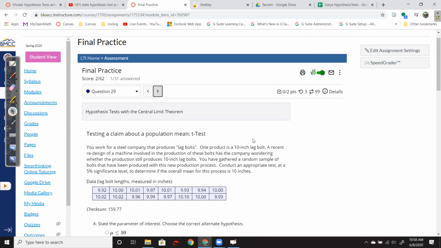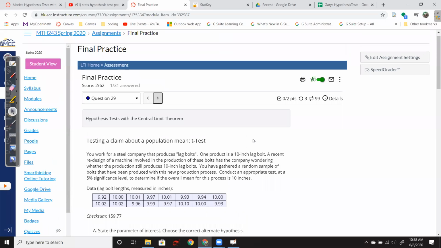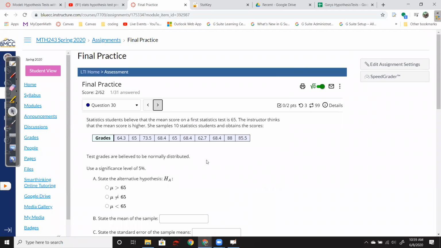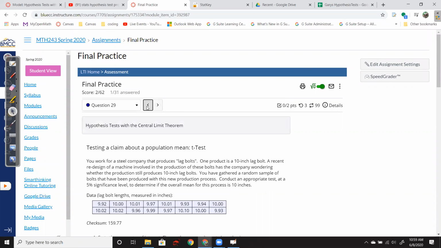We could either do the Bolt one, or we could do the one about the class scores. So let's see, Gideon asked about this. Gideon, what would you like to do? Problem 29 or 30? Is Gideon still here? Yes, okay, problem number 29. So that was the Bolt one.